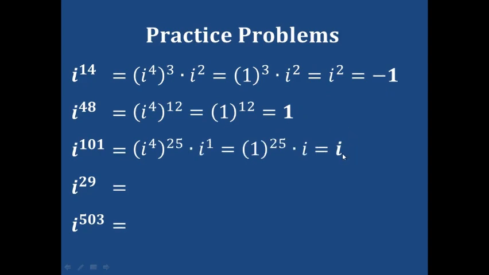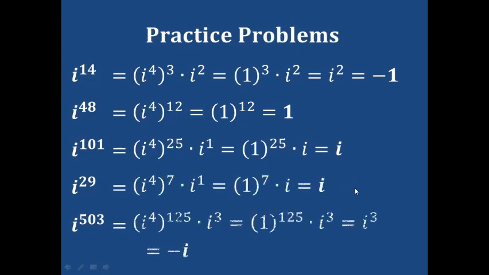i to the power 101 is equal to i. i to the power of 29 is also equal to i. And i to the power of 503, that is equal to -i.